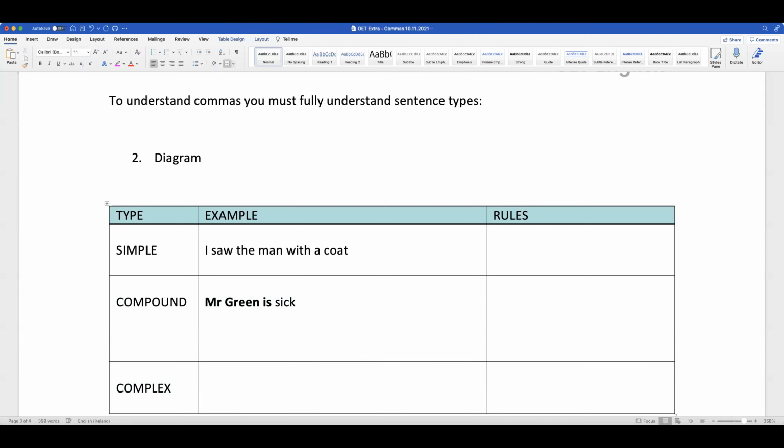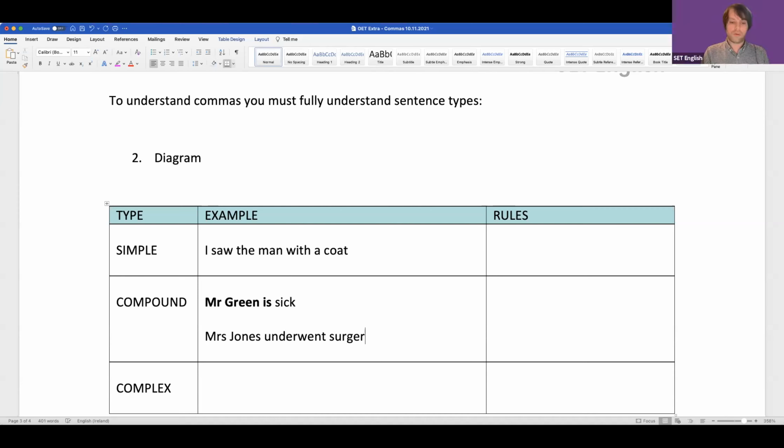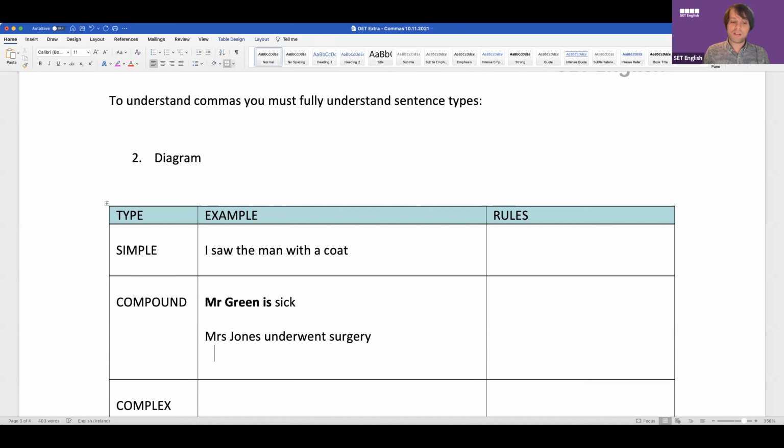Anyone, guys here? Mrs. Jones underwent surgery. Let's do another simple sentence. Mrs. Jones underwent surgery. Okay, so this is a simple sentence. Where's the subject, guys? And the verb? Underwent. Okay. And the subject here? Mr. Green. Yes. And the verb here.